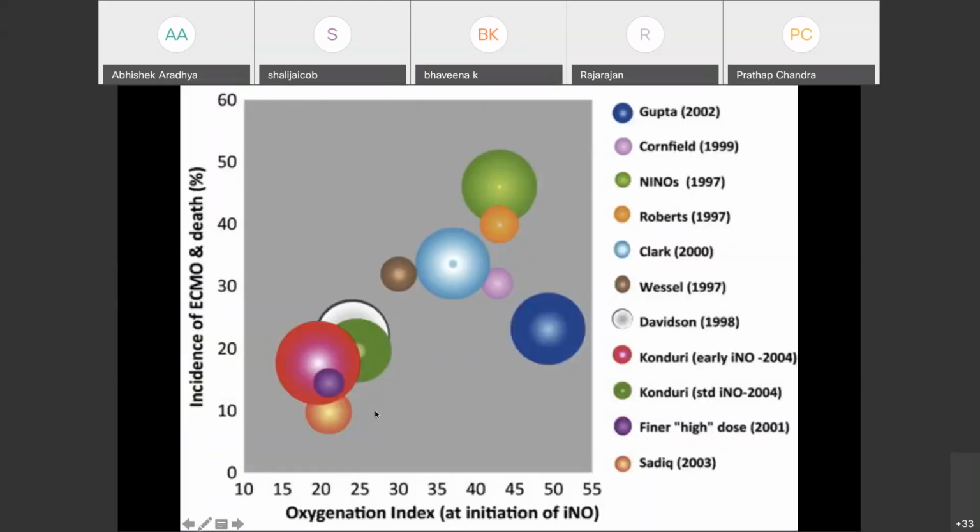See, when you look at the oxygenation index, again, this is taken from Dr. Satyan and co.